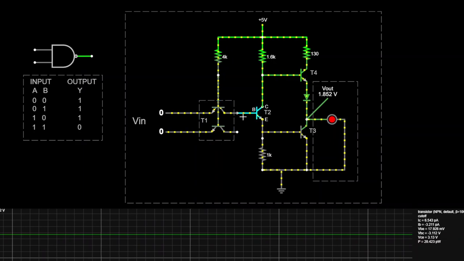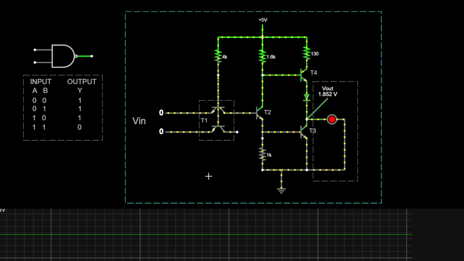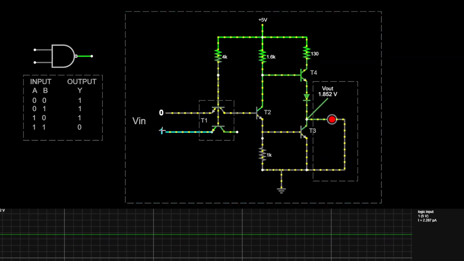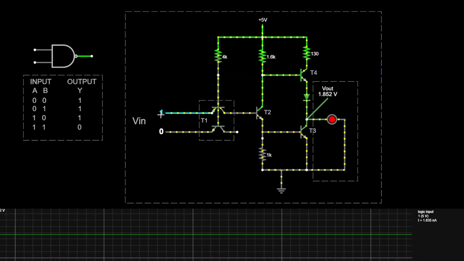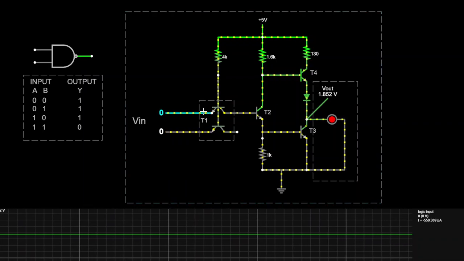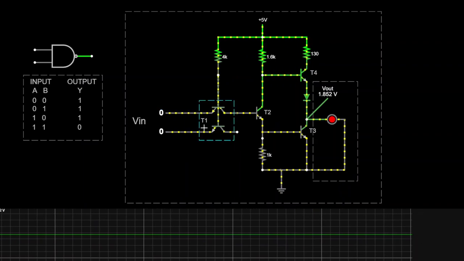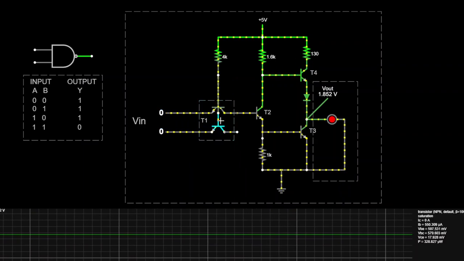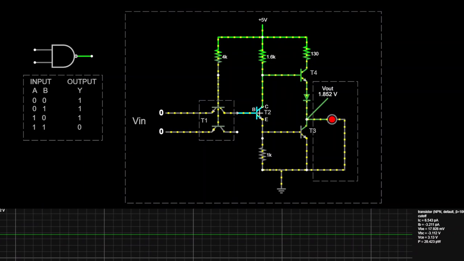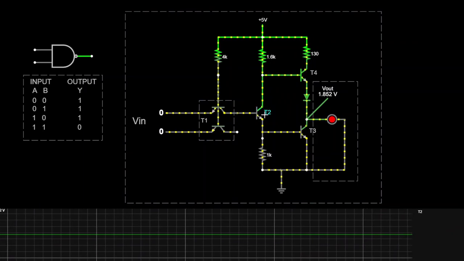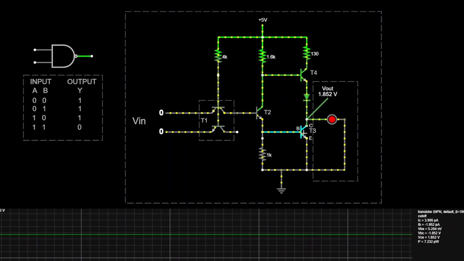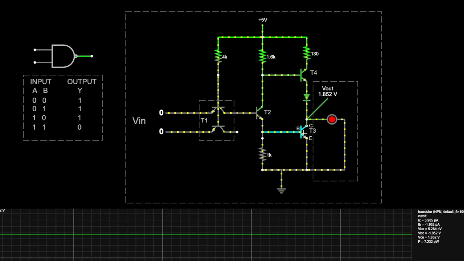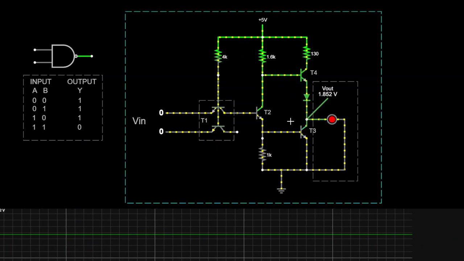Here, we utilize NPN bipolar junction transistors. When the inputs are 00 or 01 or 10, at least one of the base emitter junctions of transistor T1 is forward biased. Consequently, current flows through the emitter of T1, and there's not enough voltage to trigger transistors T2 and T3. Transistor T1's base collector junction is reverse biased, and T1 is in active region. As a result, both T2 and T3 are turned off.